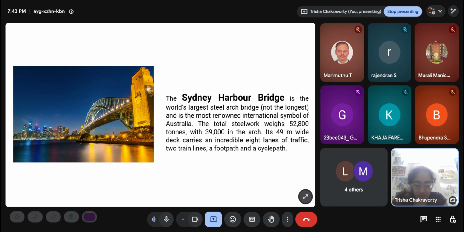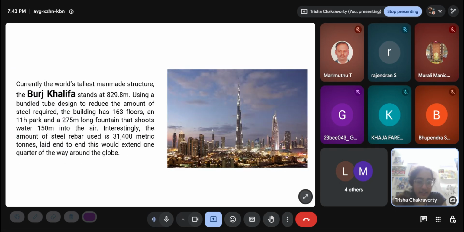Like any structure, of course, there is some basic requirement or need for it; ultimately the bridge is there to connect two places. But becoming a symbol also matters. The total steelwork weighs this much, and its 49-meter wide deck carries an incredible 8 lanes of traffic, two train lines, a footpath, and a cycle path. You can imagine how wide that is.